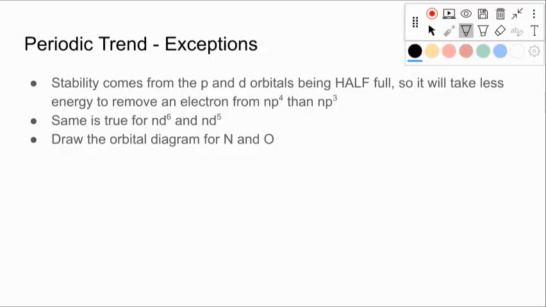Stability in the p and the d orbitals comes from being half full. So they actually want to be at that NP3. N, remember, is just a generic energy level, like 2p3, 3p3, those sort of things. So they like to be at the NP3. They don't really want to be at NP4.